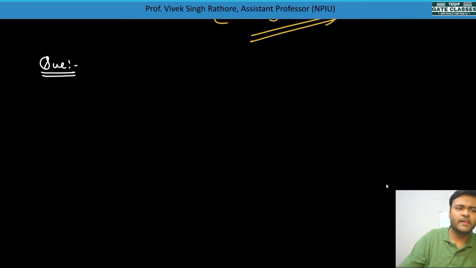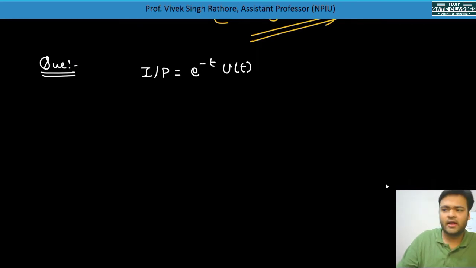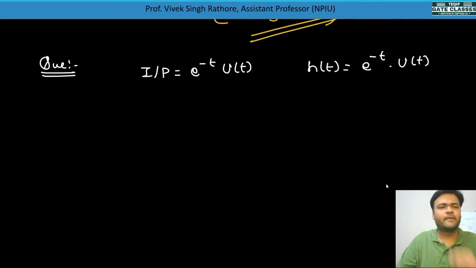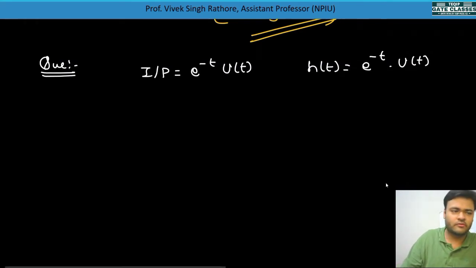Okay, let's do another question. We'll solve one more question, then maybe you will be more comfortable with this type of convolution. So we'll take one more value: your input is given as e to the power minus t into u(t). Let's suppose some other signal is given, h(t) is e to the power minus t into u(t), same. Both are the same, and now you need to calculate the output. You know how to calculate the output. It's very easy. No need to panic about convolution.